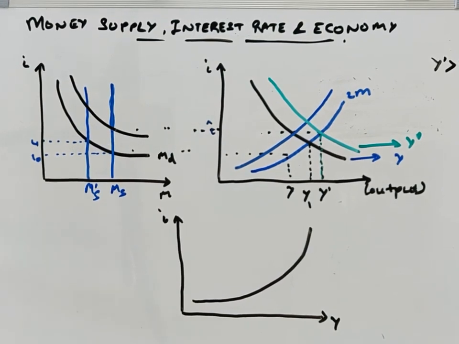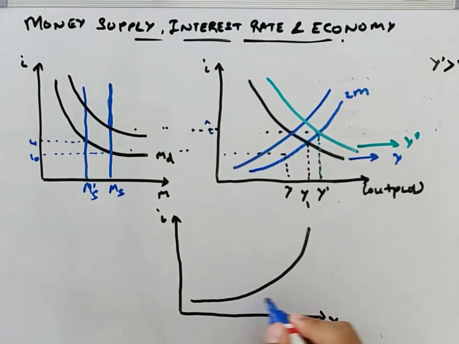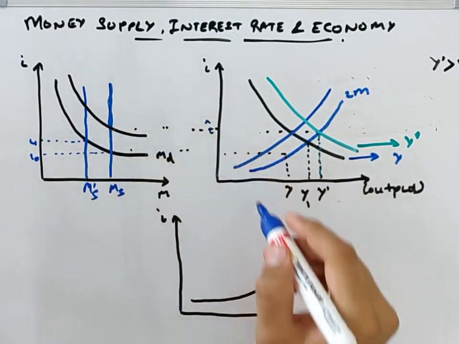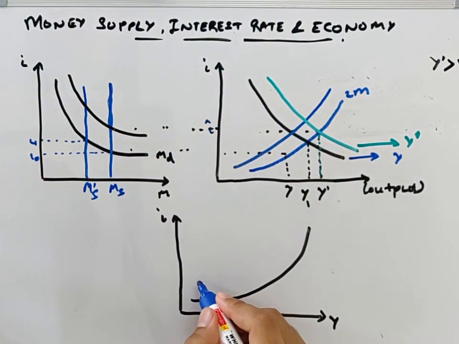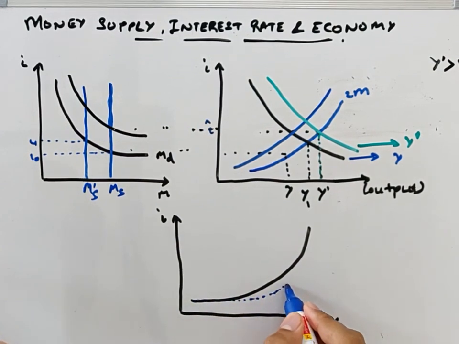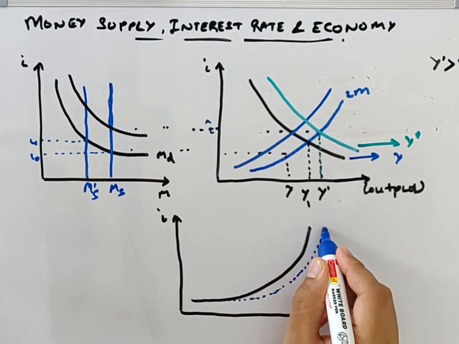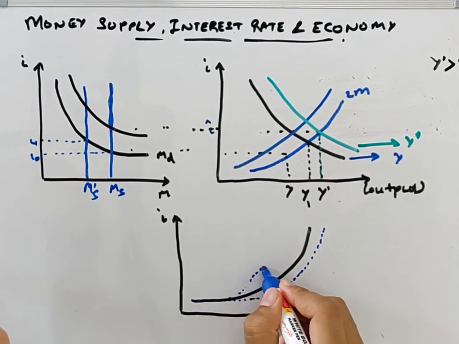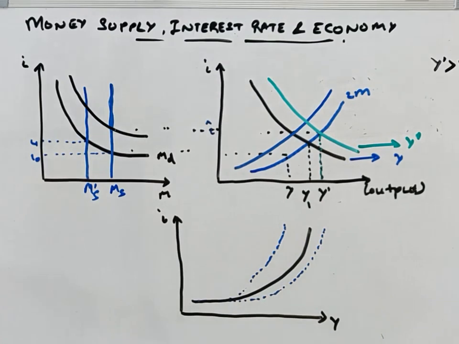If the interest rate, this curve is shifted by increasing the money supply, that is this, the curve will shift rightwards like this. In case of a decrease in interest rate, increase in money supply. In case of an increase in interest rate and decrease in money supply, it will shift like this.